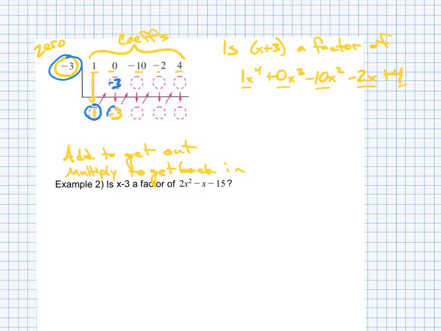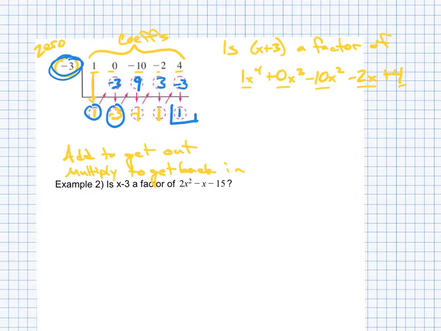You're going to multiply -3 by -3 to get back in. Add to get out, -1. Multiply to get back in. -1 times -3 is 3. Add to get out, 1. Multiply to get back in. -3. 4 plus -3 is +1.